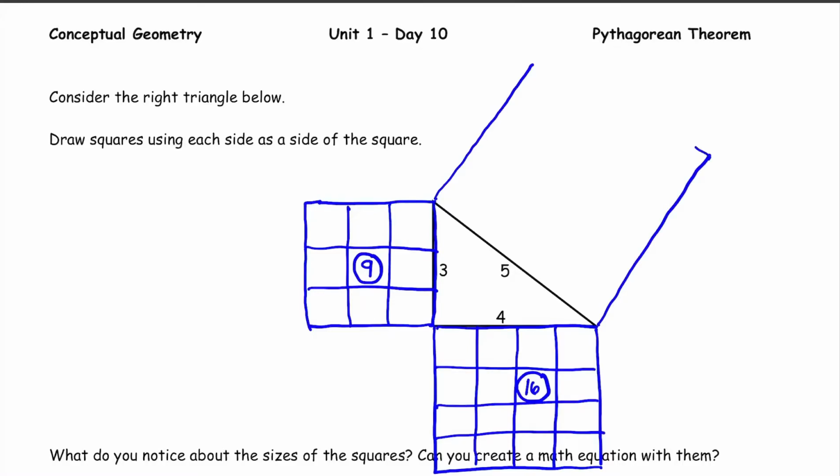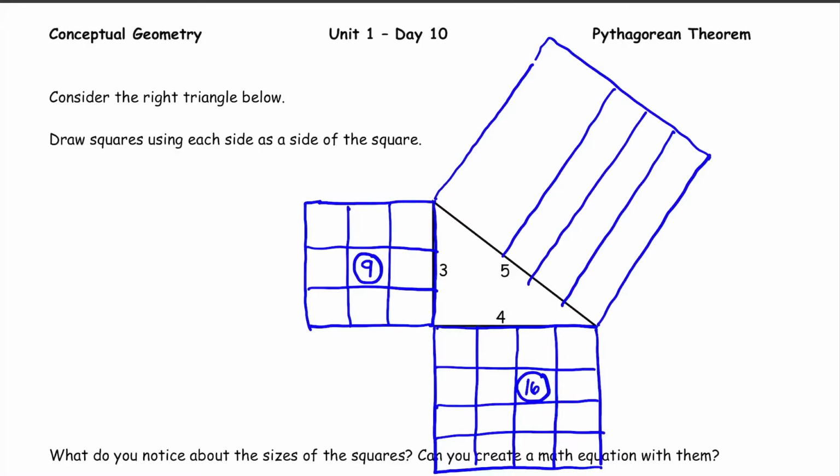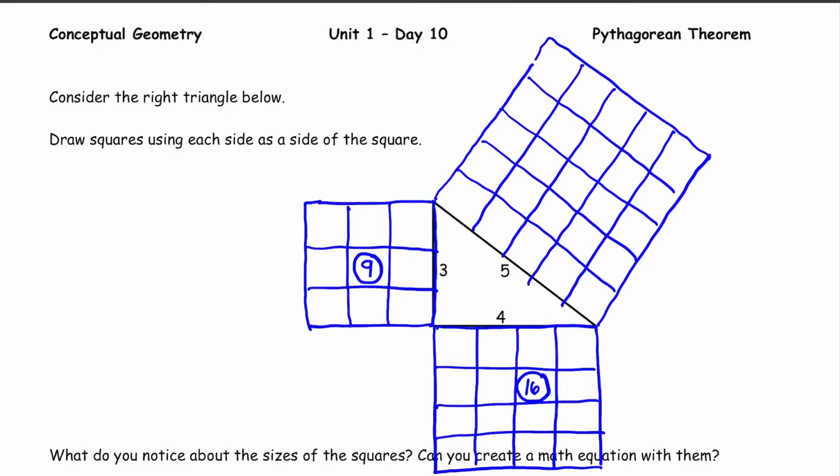So this one obviously is going to be the hardest one. I'm going to try and do the best I can here to make it somewhat accurate. A little bit hard to do freehand. Okay, so this is a 5 by 5 square, so it's got a total of 25.